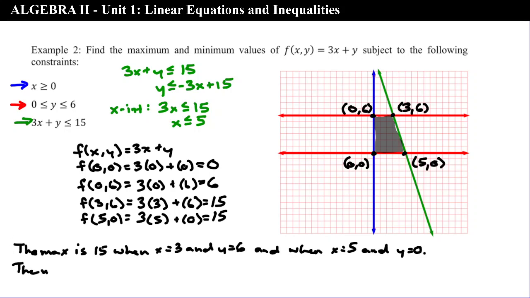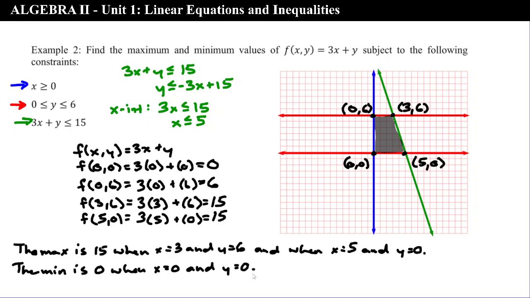The min, or the minimum value, is 0 when x equals 0 and y equals 0. And that would be your answer to this one.